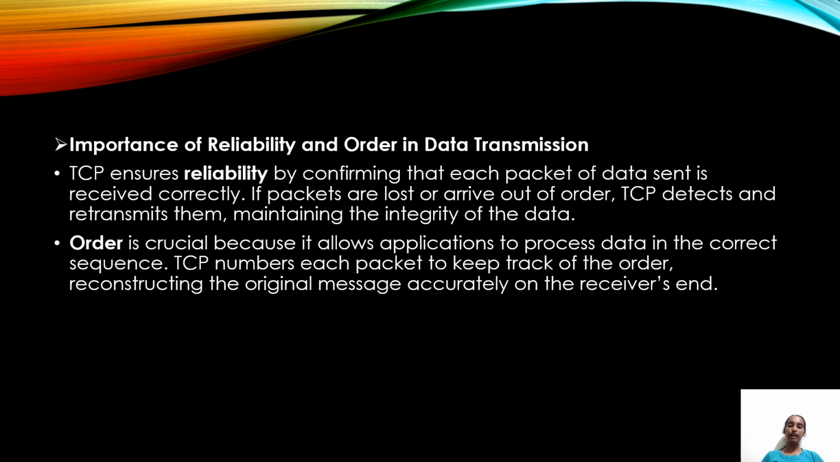The importance of reliability and order in data transmission. That is, TCP ensures reliability by confirming that each packet of data sent is received correctly. If packets are lost or arrive out of order, TCP detects and retransmits them, maintaining the integrity of the data. Then comes the order. Order is crucial because it allows applications to process data in the correct sequence. And TCP numbers each packet to keep track of the order, reconstructing the original message accurately on the receiver's end.